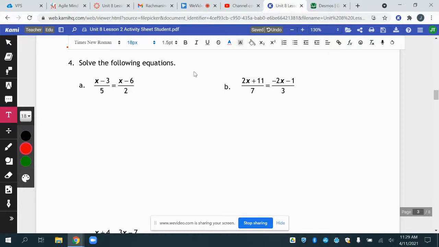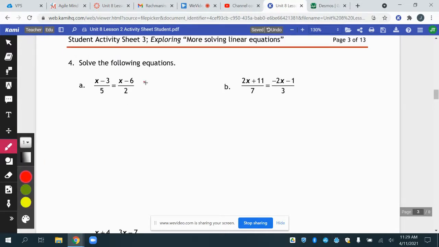Okay, now we're going to clear fractions again. 2 and 5. What do 2 and 5 both go into? I hope you got the number 10. So I'm going to make everything 10 times as big. Okay, now here's how that'll look. Times 10. And here's what it looks like, my first step. And then I won't have any fractions.